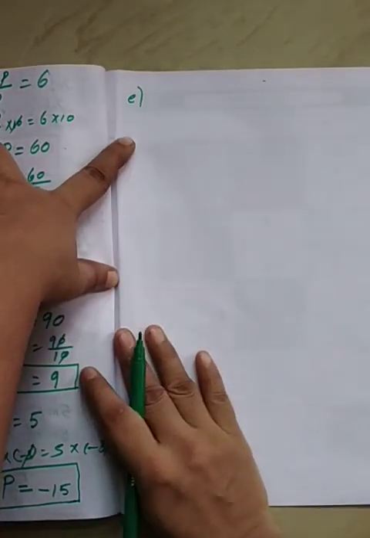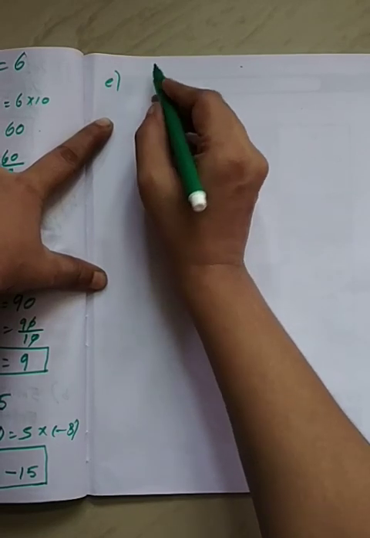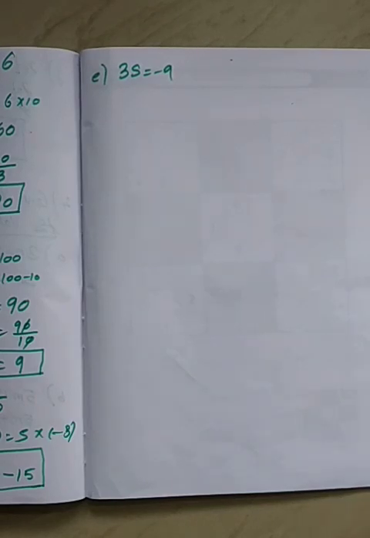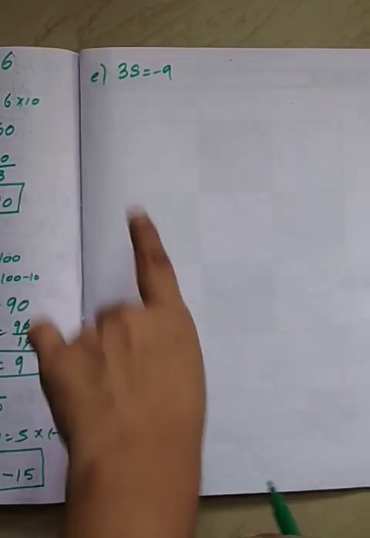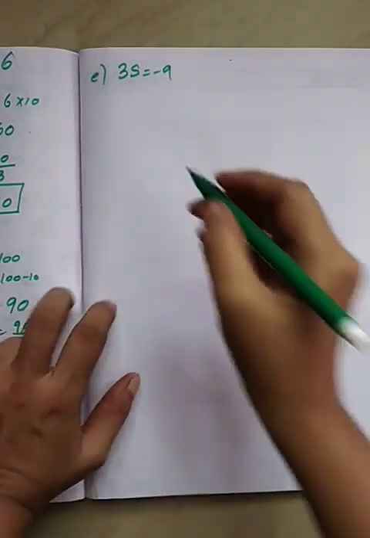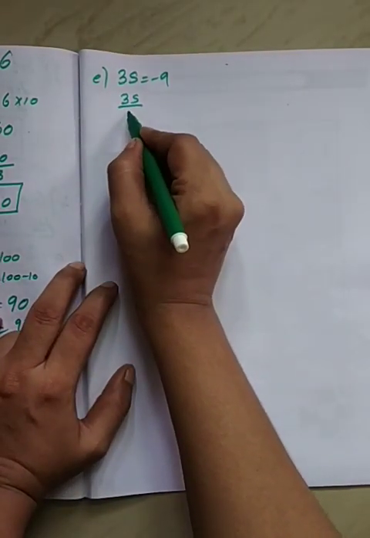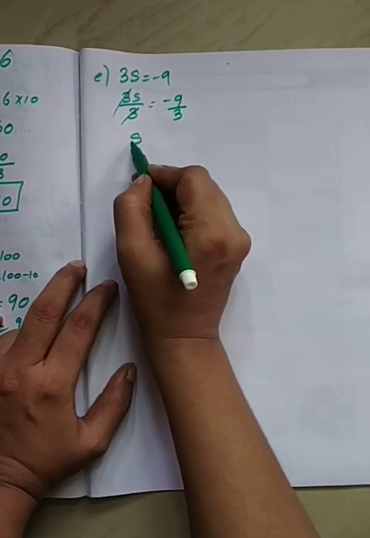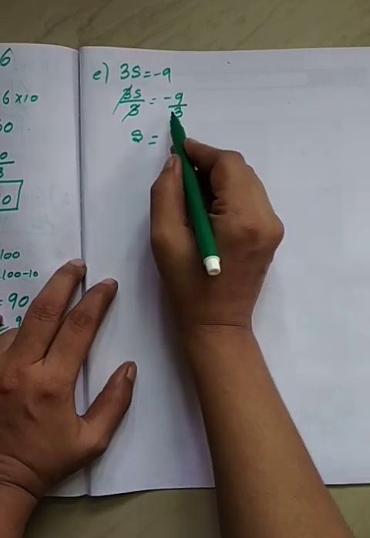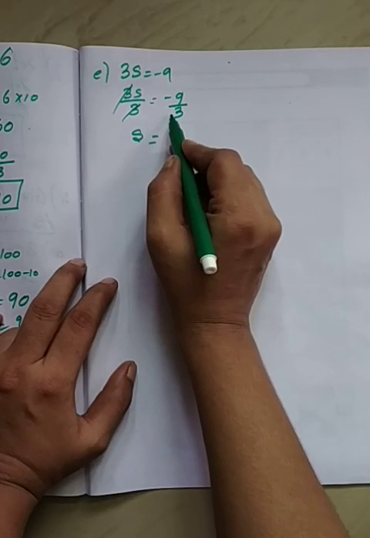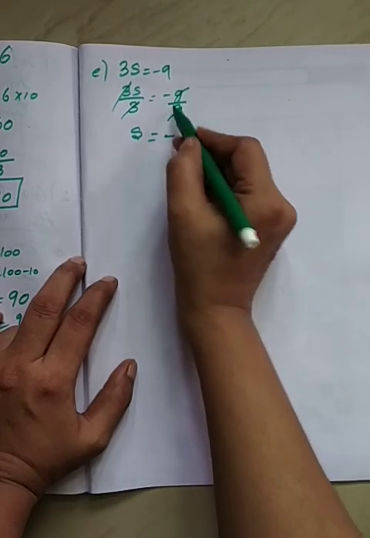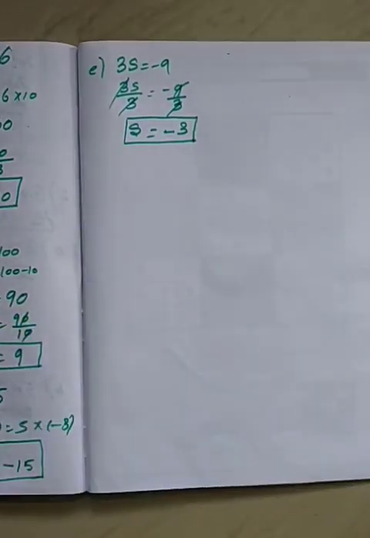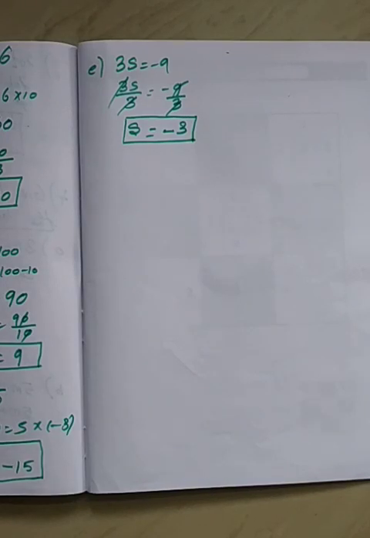Okay. See the next problem. 3s is equal to minus 9. First you have to remove this 3. Means you can divide by 3 on both sides. You will get 3s by 3 equal to minus 9 by 3. See here, 3 and 3 cancel. So s is equal to minus 9 by 3. So minus by plus is minus. How many 3s is that? 3. So s is equal to minus 3 is your answer.